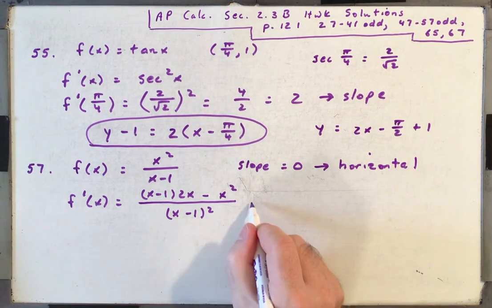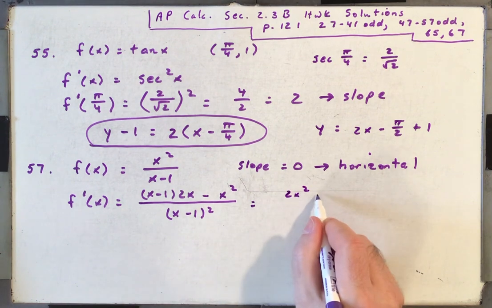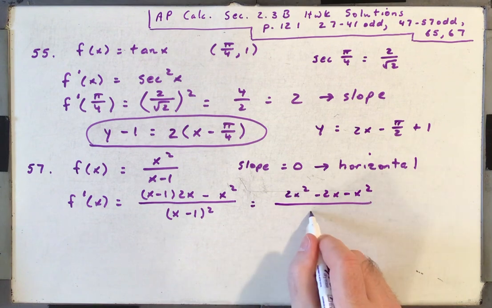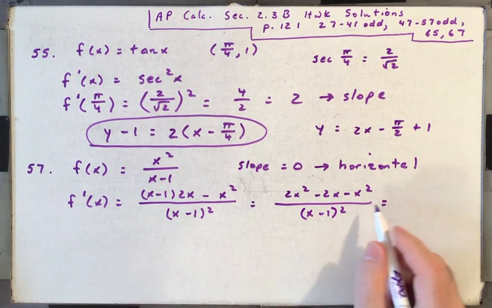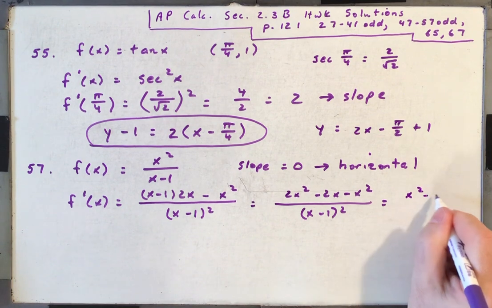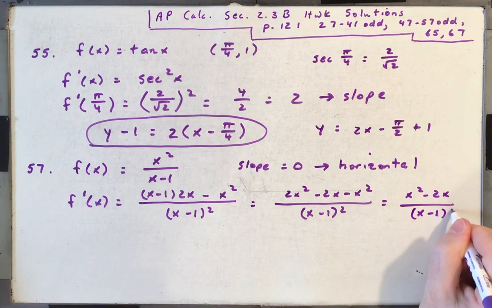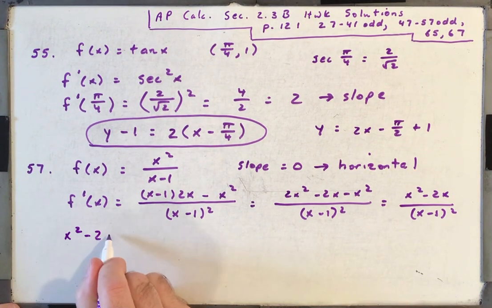So really what I want to do is clean this up. That's going to be 2x squared minus 2x minus x squared, over (x minus 1) all squared. And that's going to be x squared minus 2x over (x minus 1) all squared. Now, we're going to set that equal to 0.